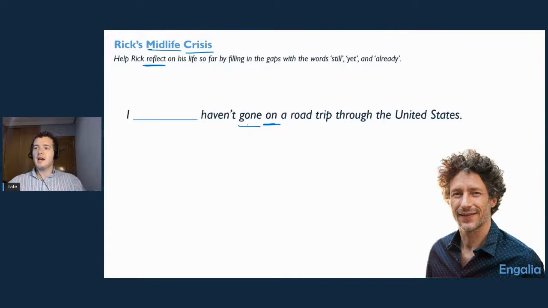And now we say, yes, I still haven't gone on a road trip through the United States. Fantastic. Absolutely right. I still haven't gone, right? Maybe he expected to go on one sooner or earlier in his life, but he still hasn't done it. Still hasn't gone. Very nice.